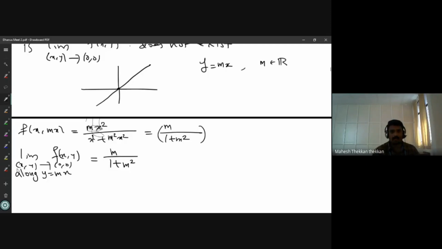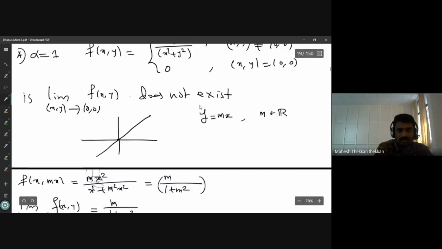In that case, you will get 1 by 2. If I am taking m equal to 2, in that case, I will get 2 by 5. So you will get a different value for different curves. That means the limit at (0, 0) does not exist. So this limit itself does not exist.